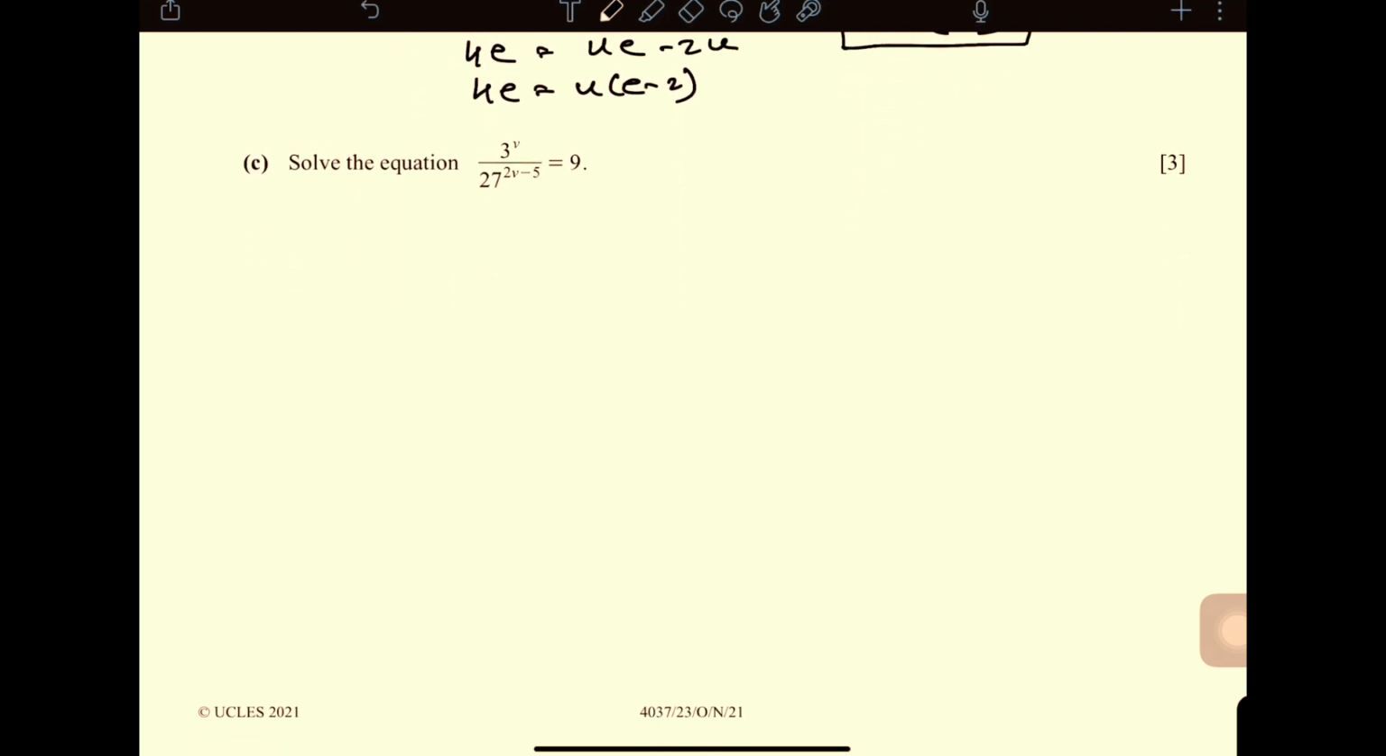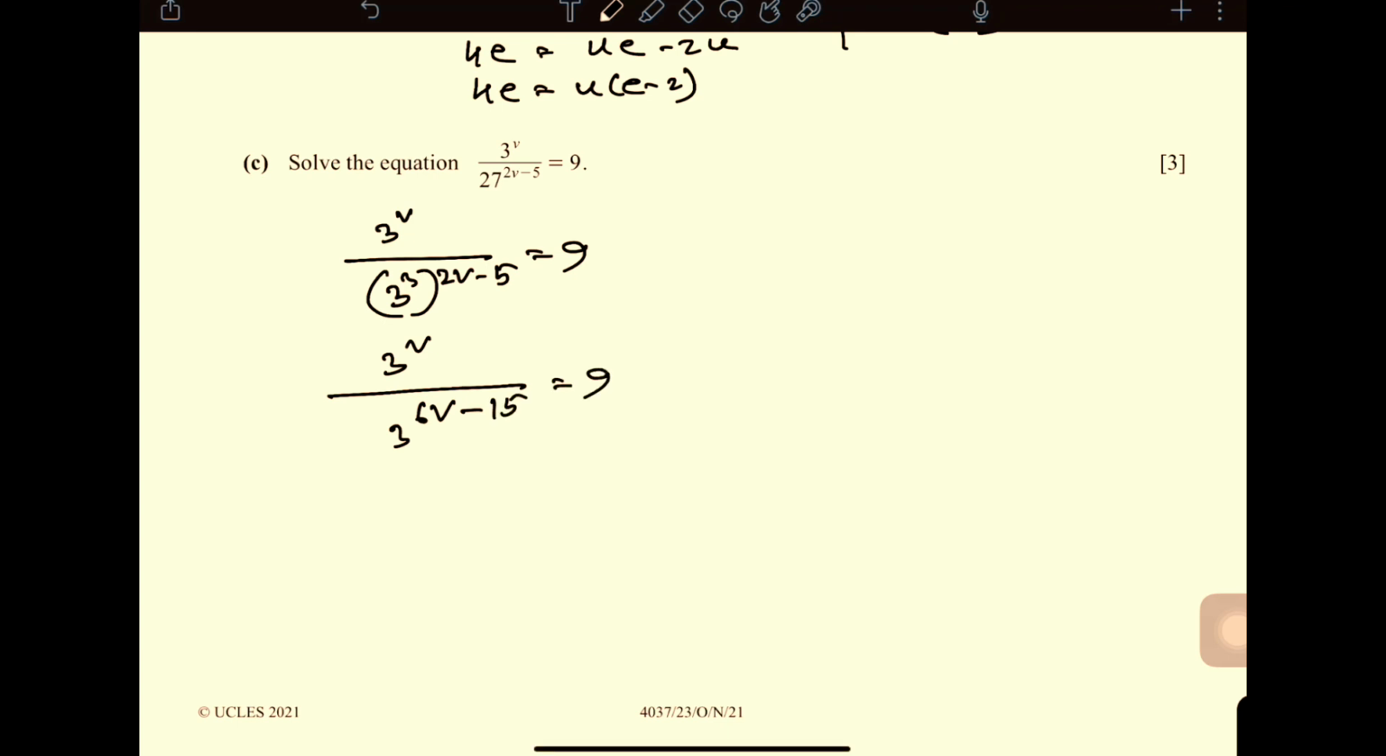Let us solve this equation. This is from indices. We can write 3b and then 27 equals 3 cubed to the power 2b minus 5 equals 9. So 3b divided by 3 to the power 6b minus 15 equals 9.